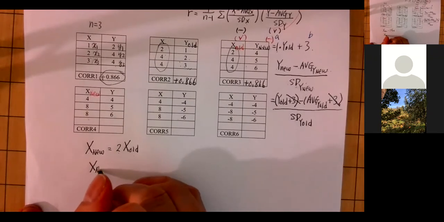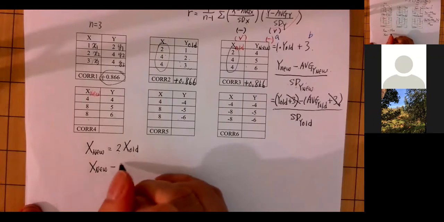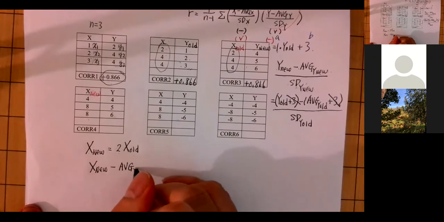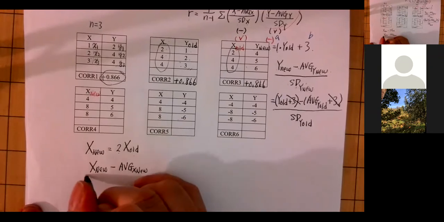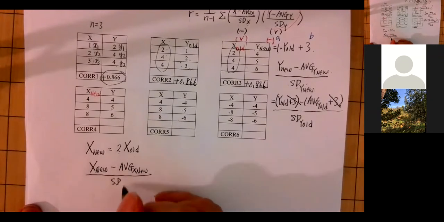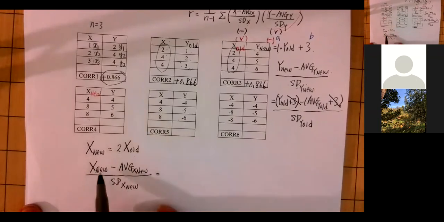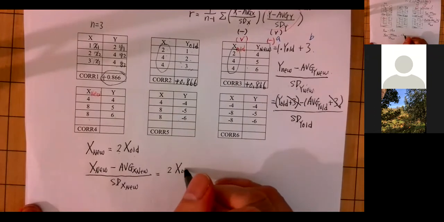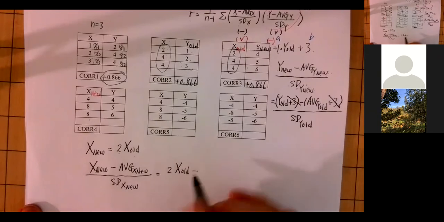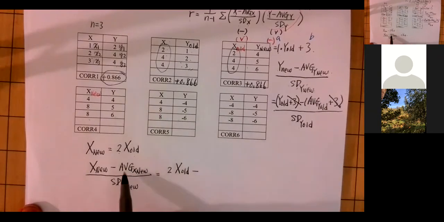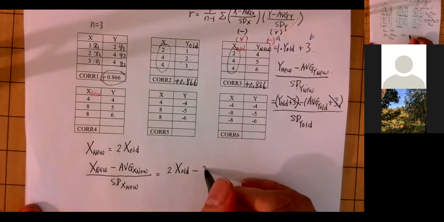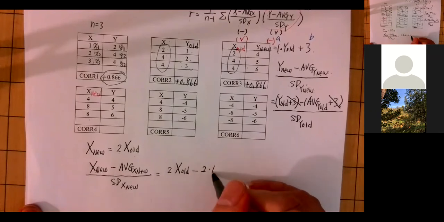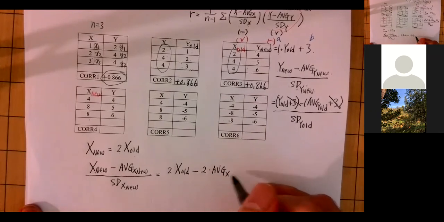X new, subtract by average x new, divided by standard deviation x new. Now, x new is related to x old as 2 times x old. Subtract by average x new. The linear transformation transfers from the old center to the new center, so it follows the same linear transformation: 2 times average x old.